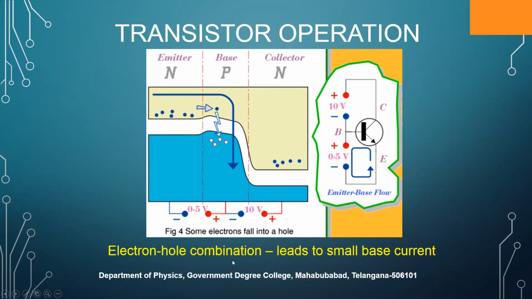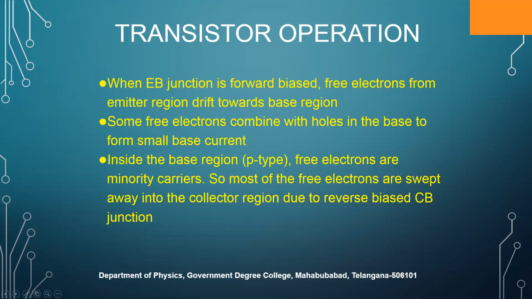The base current will be very, very less. So electron hole recombination leads to a small base current. So here is the explanation about the transistor operation. When the emitter base junction is forward biased, free electrons from the emitter region drift towards the base region. Some free electrons combine with holes in the base to form a small base current. Inside the p-type base region, free electrons are minority carriers. So most of the free electrons are swept away into the collector region due to the reverse biased collector base junction.